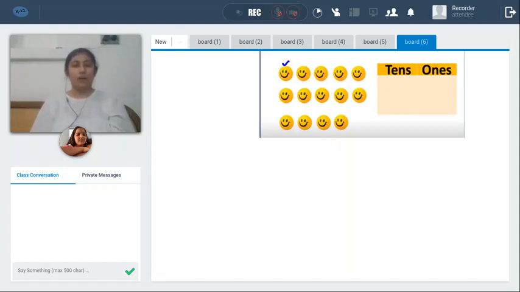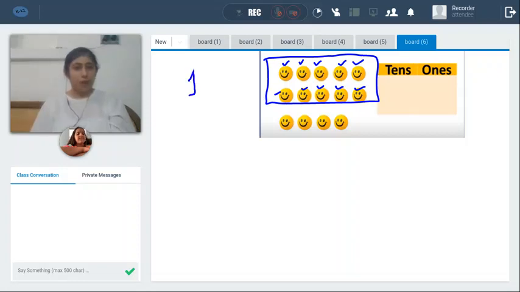Now here, let us first count the number of smileys, okay? So we have 1, 2, 3, 4, 5, 6, 7, 8, 9, and 10. So we have one group of these 10 smileys, right? Yes. So I call it 1 ten. Why am I calling it 1 ten? Because I have one group of these 10 smileys, okay?